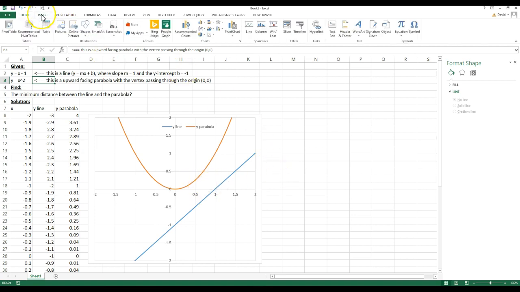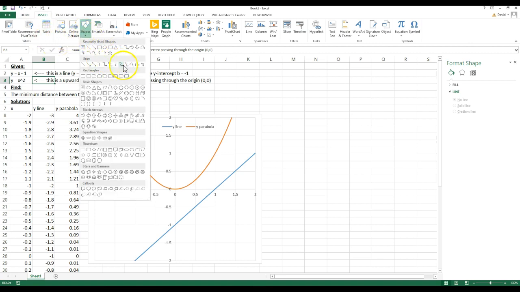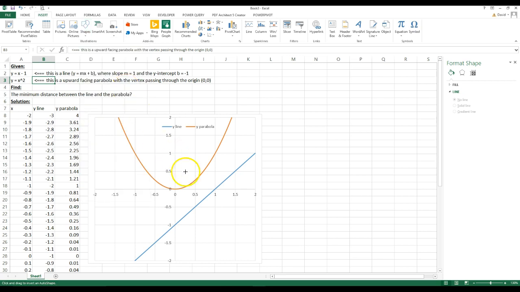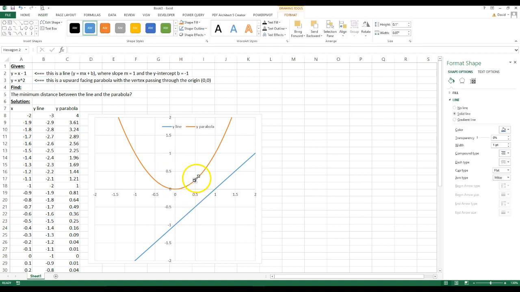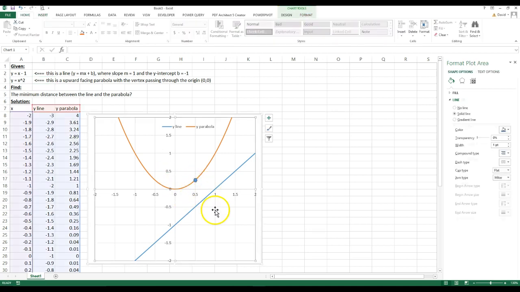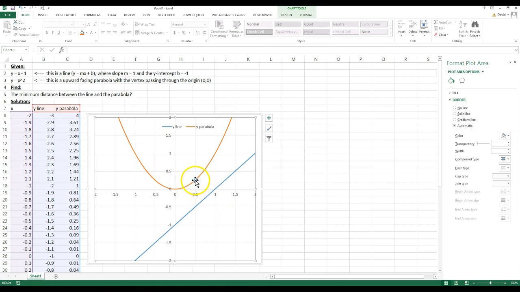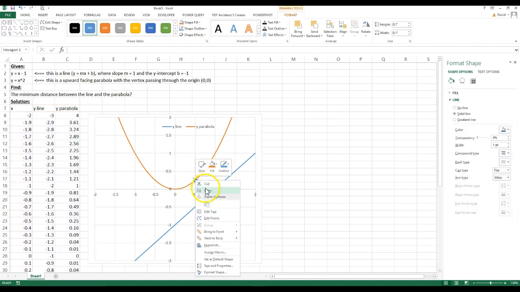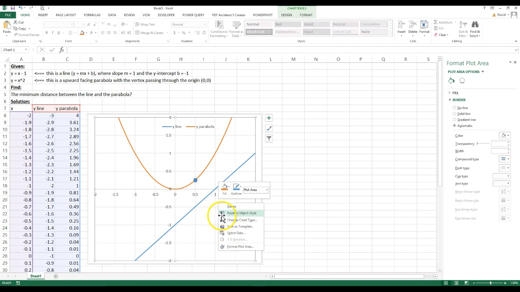We could go here and go Insert. And I'm going to insert a shape. Let's insert, I don't know, let's insert a little octagon, right? And you know the minimum's right about here. Okay. And then the other one, let me copy this. You can insert any shape. I decided to do an octagon. And let me go over here.